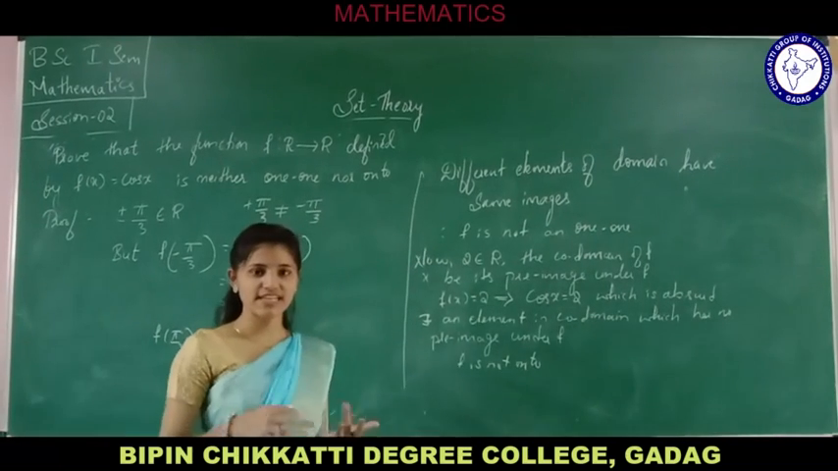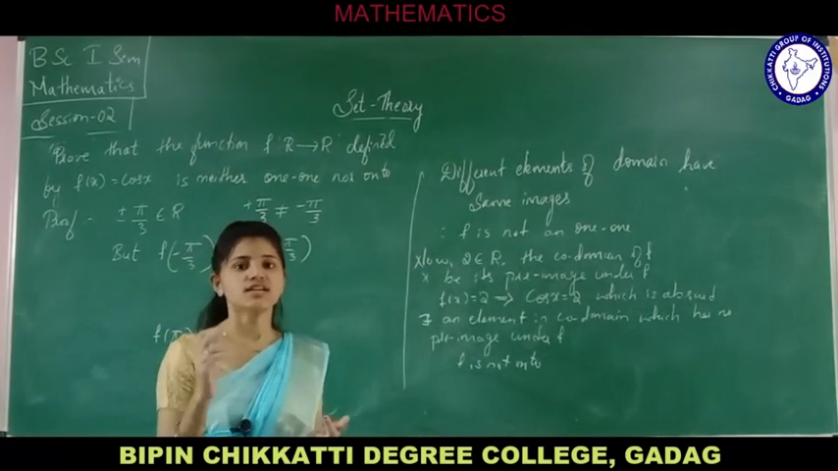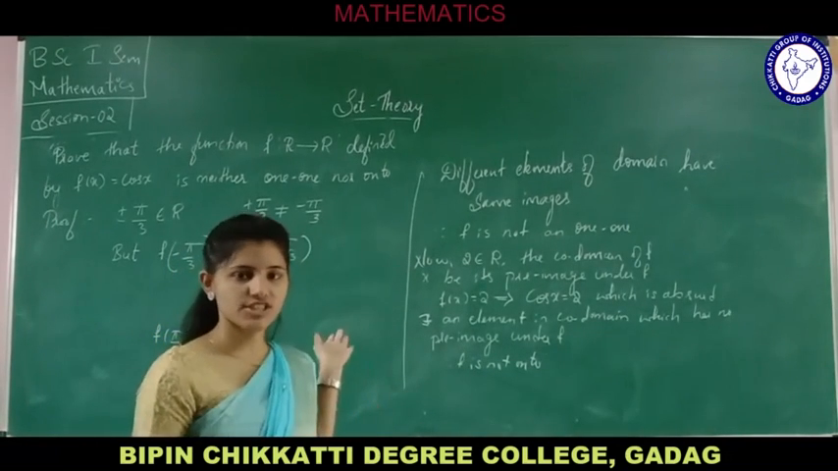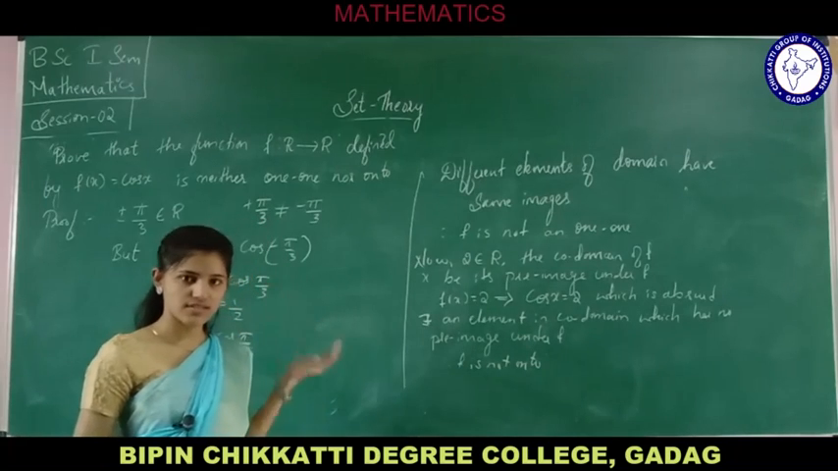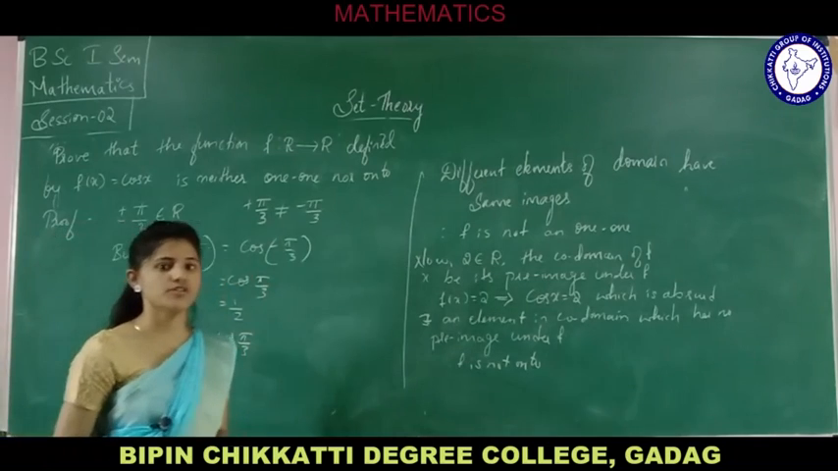We studied indexed family, arbitrary union and arbitrary intersection, De Morgan's law, function, image, inverse image, and a few of the problems related to it. I hope you all are following.